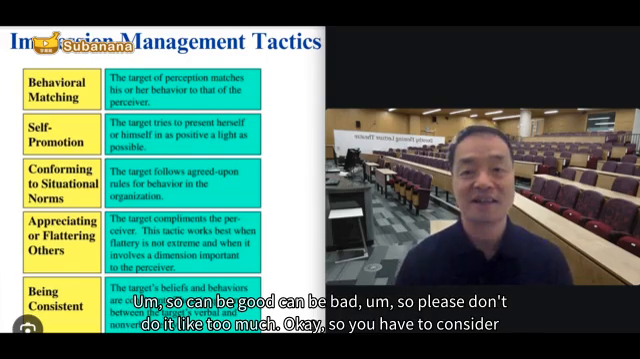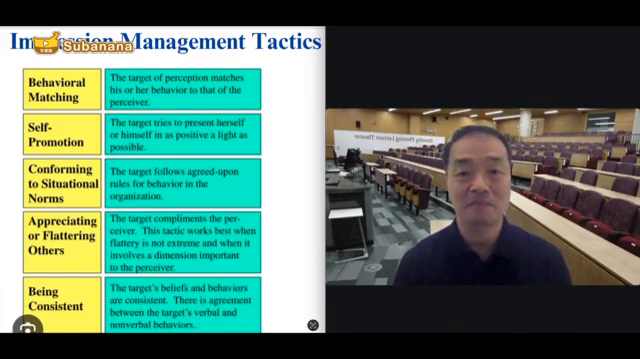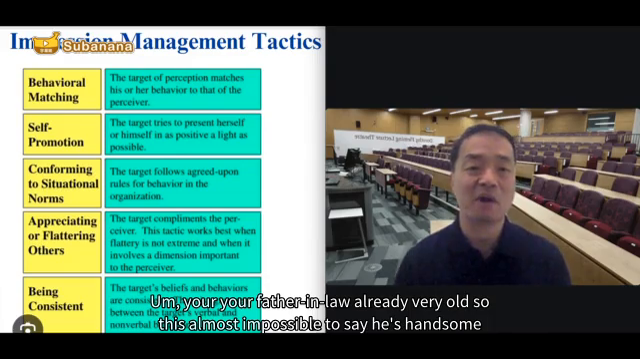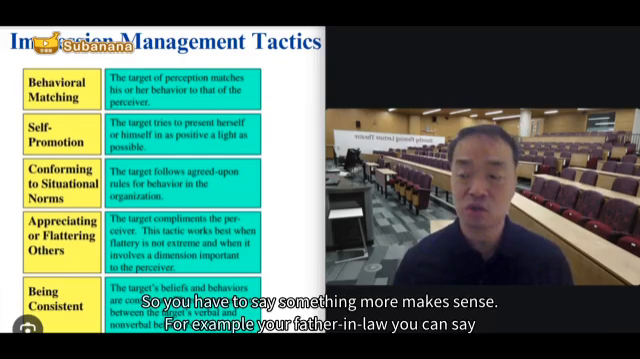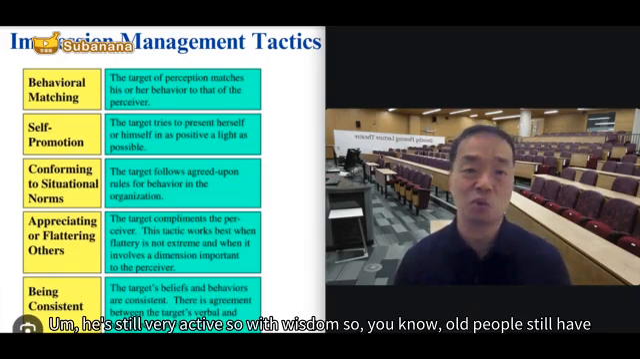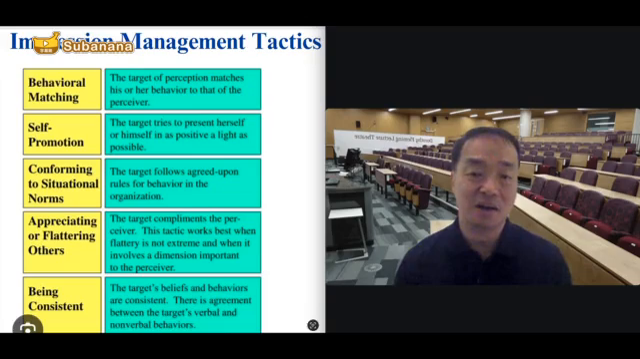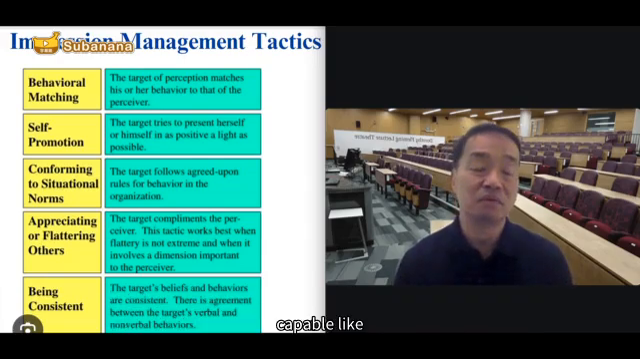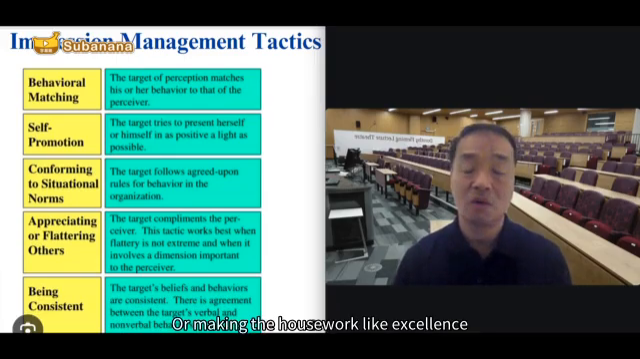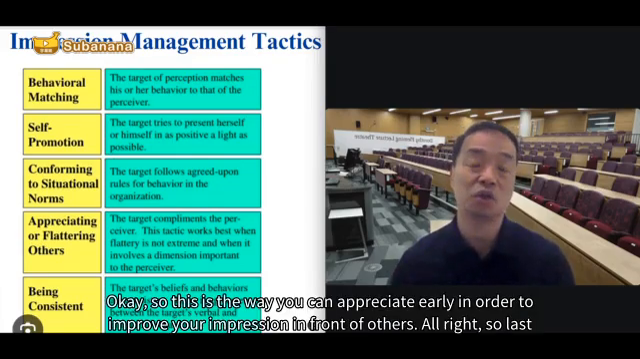Okay, so you have to be realistic, right? For example, if your father-in-law is already very old, it is almost impossible to say he's handsome. When you say that, you are telling lies in front of people. So you have to say something that makes more sense. For example, you can say your father-in-law is still very active and has wisdom. Old people still have wisdom. For your mother-in-law, you can appreciate that she's very capable, like nurturing children or doing the housework excellently. Okay, so this is the way you can appreciate others in order to improve your impression in front of others.